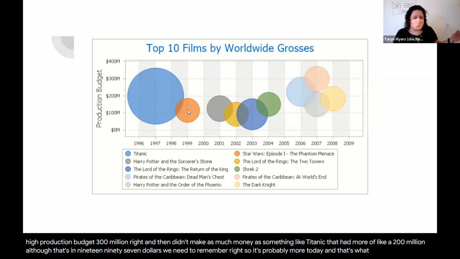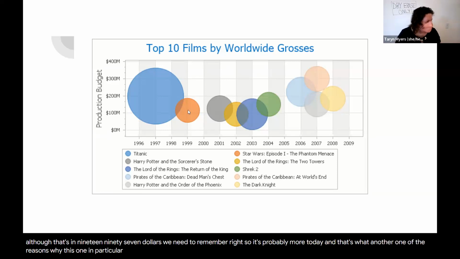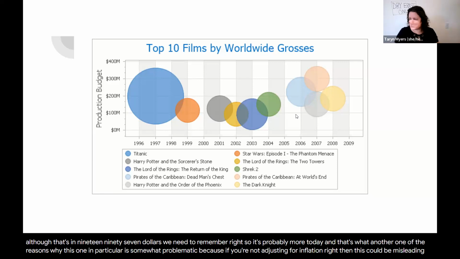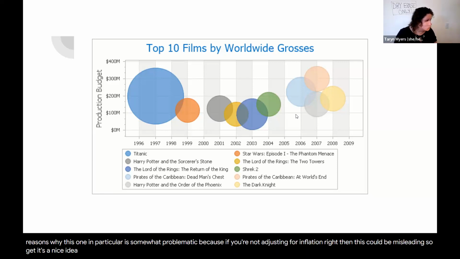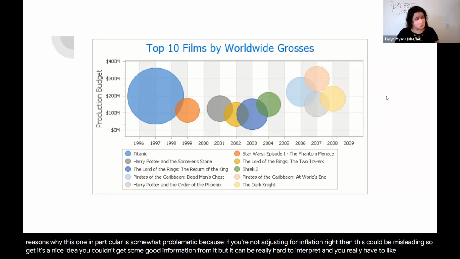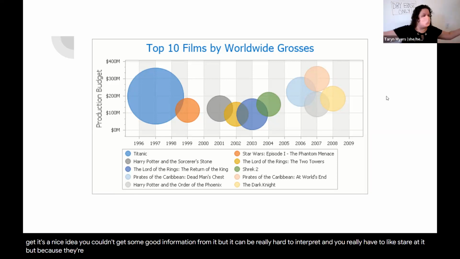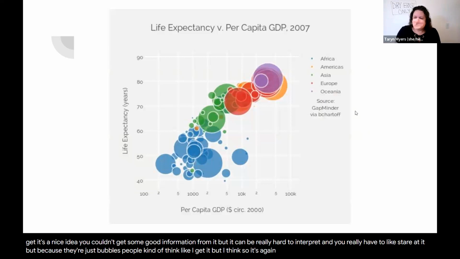And that's another one of the reasons why this one in particular is somewhat problematic, because if you're not adjusting for inflation, right, then this could be misleading. So again, it's a nice idea. You can get some good information from it, but it can be really hard to interpret, and you really have to stare at it. But because they're just bubbles, people kind of think, oh, get it, right? So yeah, again. Then you can get even more complicated, right?